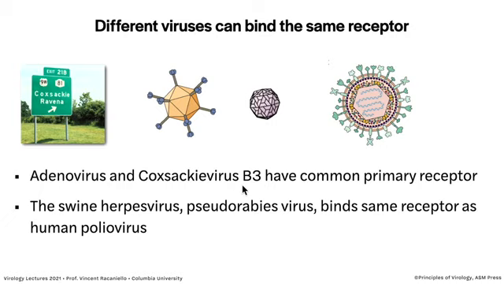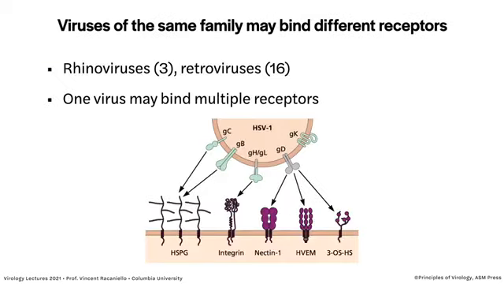It'll become clear. And anyway, there's a herpes virus of pigs, which is called pseudo-rabies virus. It's a kind of a confusing name, right? It's not rabies. So it's pseudo-rabies. It has nothing to do with rabies virus, but binds the same receptor as human poliovirus. Okay, so different viruses can bind the same receptor.